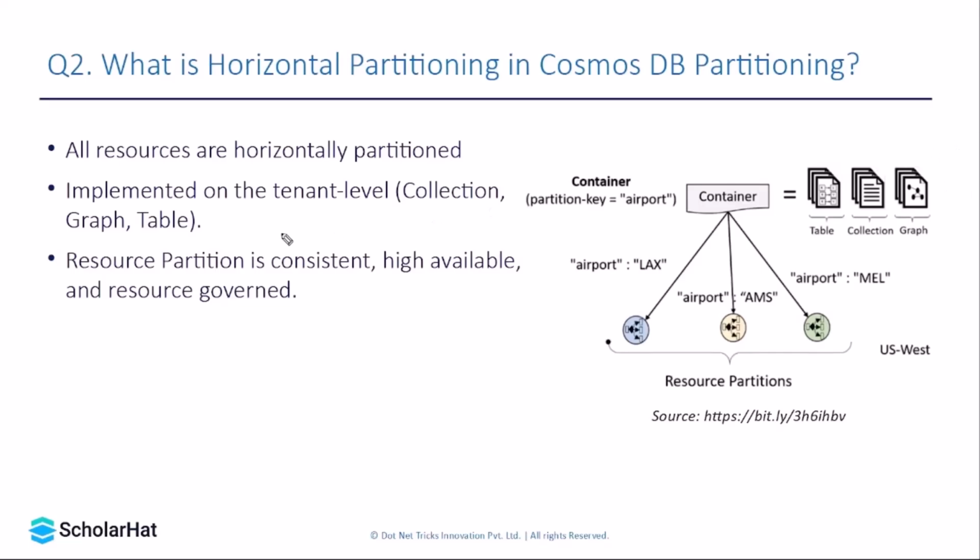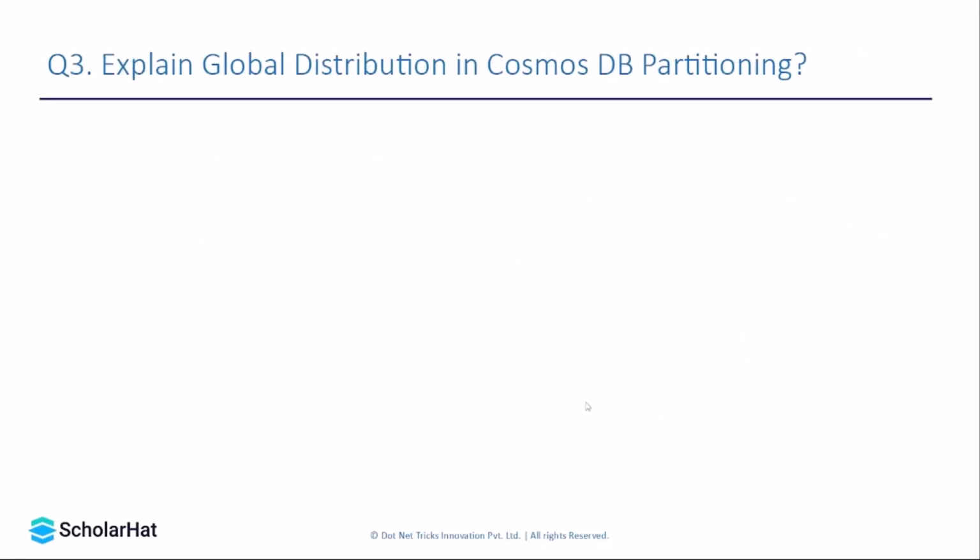So it is implemented at the tenant level, that is collection, graph, and table. And resource partition is consistent, highly available, and resources are governed. So whenever we do this kind of partitioning, we simply make our data more flexible and scalable, and the performance of the data would be high. Now let's move to our next question, that is, explain the global distribution in Cosmos DB partitioning.